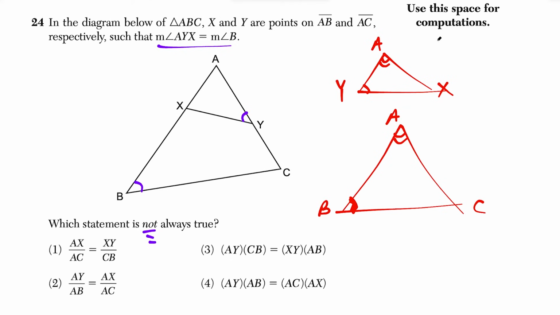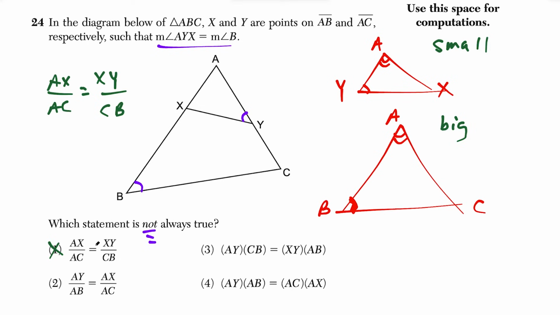I'm going to call this one the small triangle, and I'll call this triangle over here the big triangle. So when we look at choice 1, we have AX over AC. So AX over AC is giving us the right side of the small triangle over the right side of the big triangle. And is this always equal to, we have XY is the bottom of the small triangle, and that should be over the bottom of the big triangle, which is CB. And notice that's exactly what they gave us here. So this statement here is always true. This proportion was set up correctly using these two similar triangles. So choice 1 is out. Remember, we want the one that is not always true.